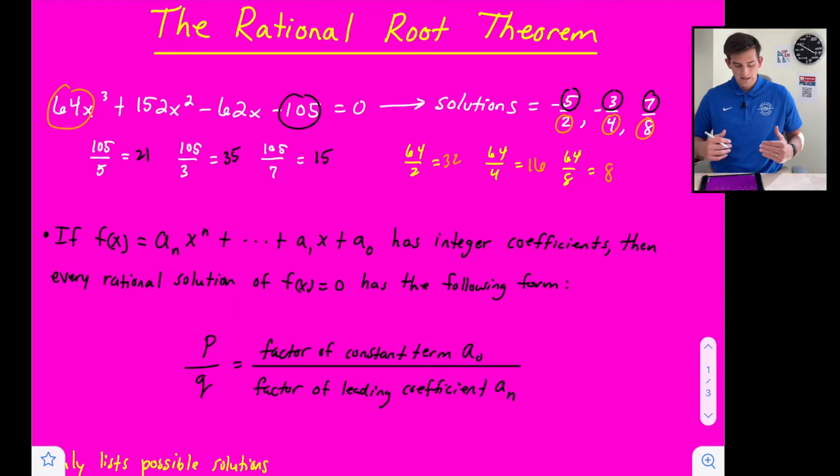Well, that brings us to what's in black here, and this essentially is our rational root theorem. It says if f of x is equal to a sub n x to the n plus some other terms, plus a sub 1 x plus a sub 0, or essentially a polynomial function, and it has integer coefficients, then every rational solution of f of x equals 0, or basically the zeros of the function, has the following form: p over q, where our numerators are factors of our constant term, and our denominators are factors of our leading coefficient. That's what the rational root theorem states.